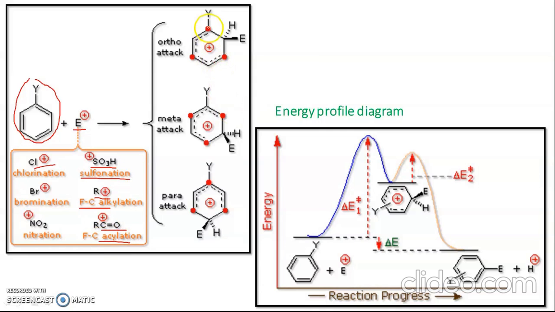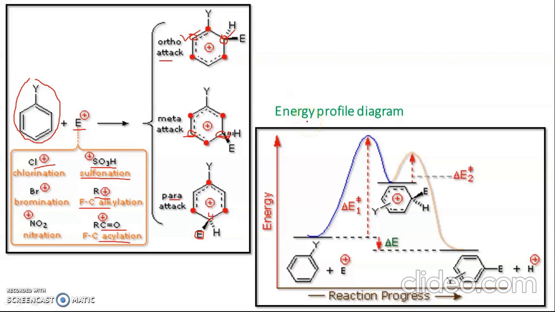And as we have said, the positive charge generation will be at the ortho, meta and para positions. If it is ortho attack, that will be the attack at these two positions, 2 and 6. If it is meta attack, then these two are the positions 3 and 5. If it is para attack, the electrophile is attached to carbon 4, so there is only one para position. Obviously the meta positions with respect to Y are equivalent, so it can attack at either, and if it is ortho attack, these two positions are also equivalent.